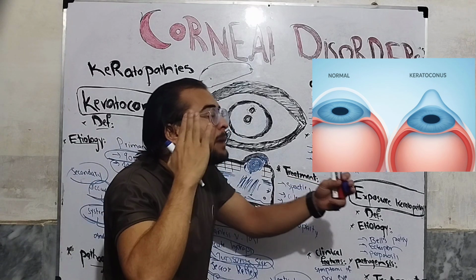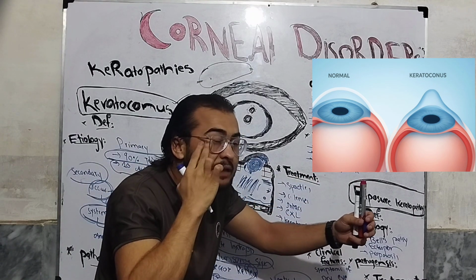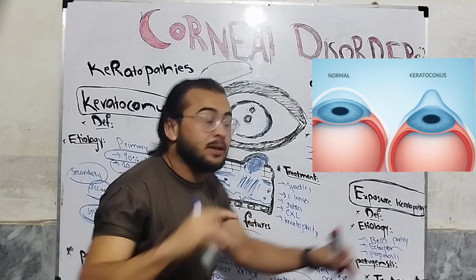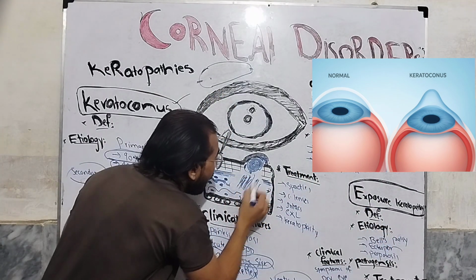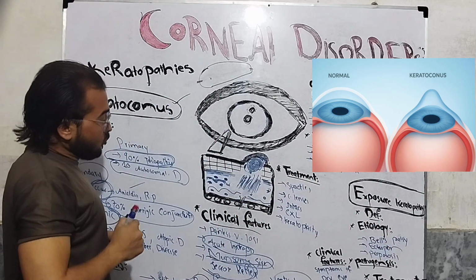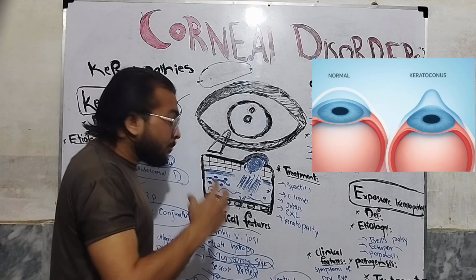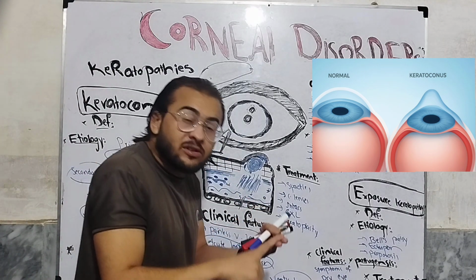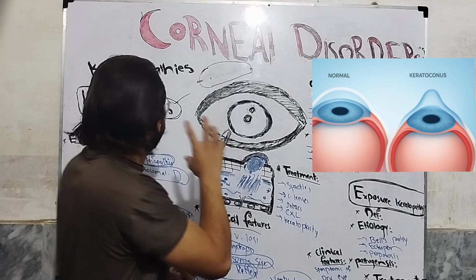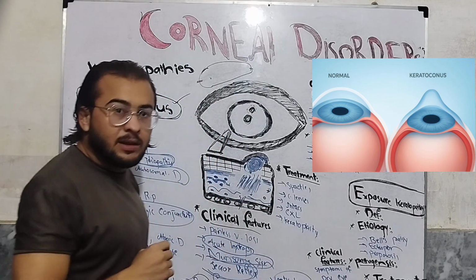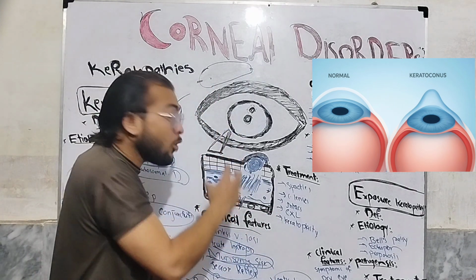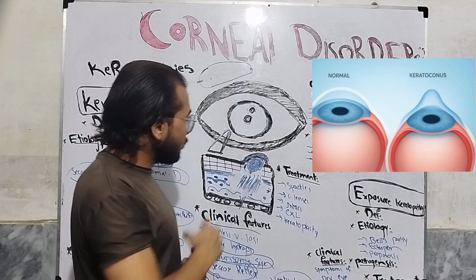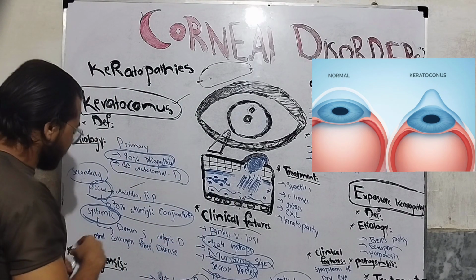When we apply pressure on the eye globe, these stress lines will disappear. These are called Vogt's lines. So we will have Munson sign, scissor reflex, Fleischer rings and Vogt's lines in the patient of keratoconus, along with myopia and astigmatism. So these are the clinical features.